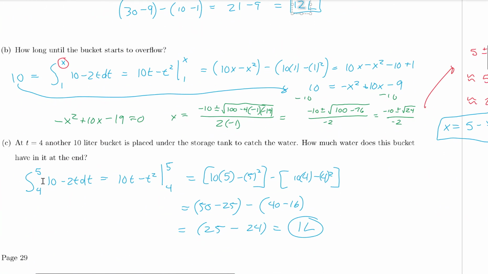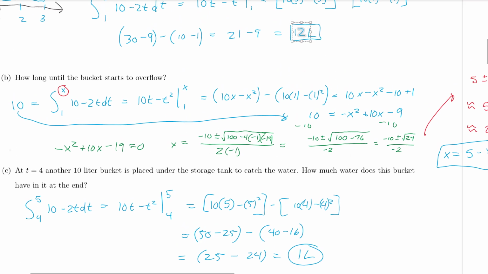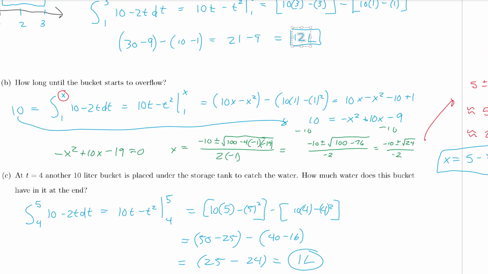And now, for the last problem, we integrated from 4 to 5 to figure out how much water accumulated in the second bucket that we put underneath our leak. And we figured out that 1 liter accumulated in the last minute. Alrighty, so let's take a second here. I'll give you 5 seconds to pause that if you want to take a look at some of that work, and then we're going to move on to our next example.